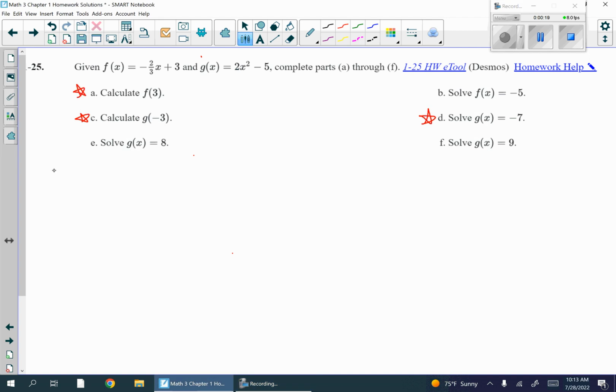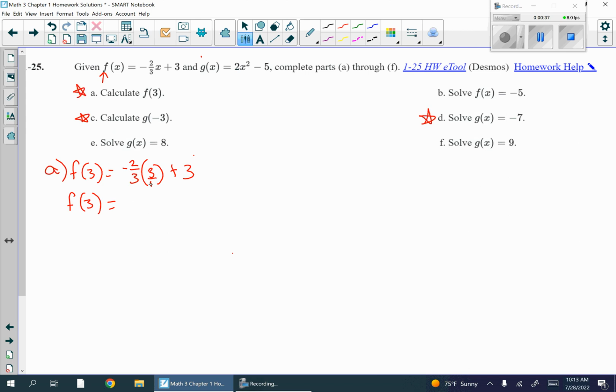So for part A, we have f of 3 equals negative. We have to make sure then we choose the function named f. So negative 2/3 times 3 plus 3. Okay, so all we have to do is evaluate. Super simple. So f of 3 equals negative 2/3.